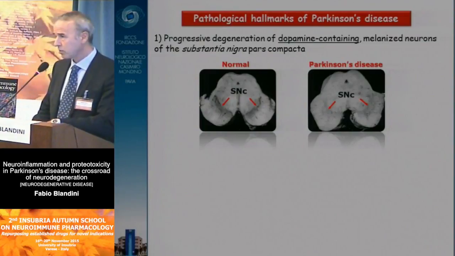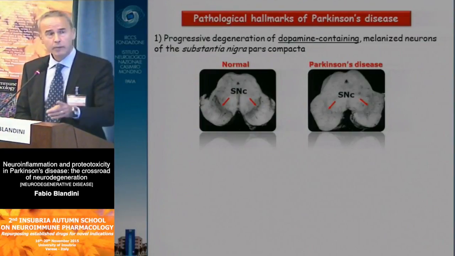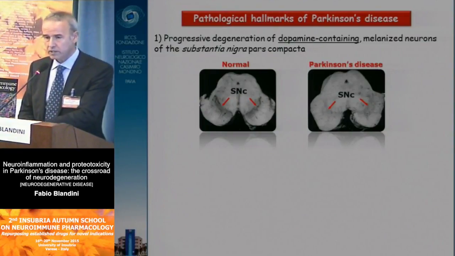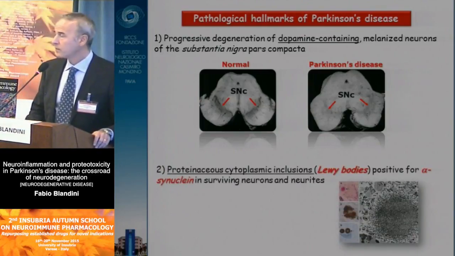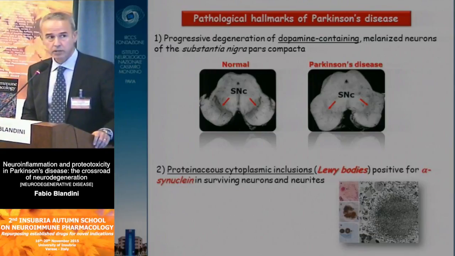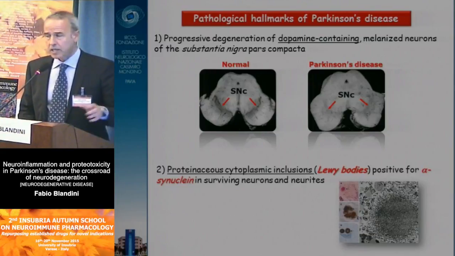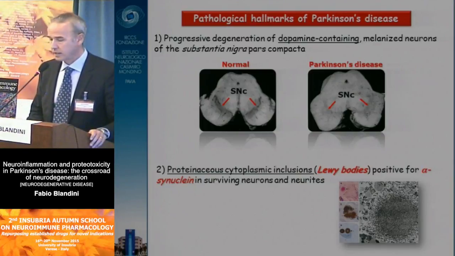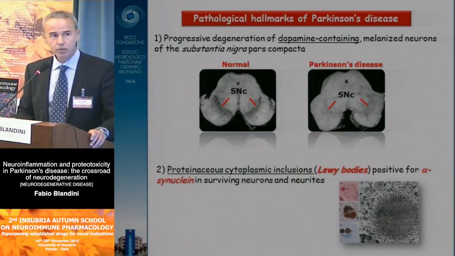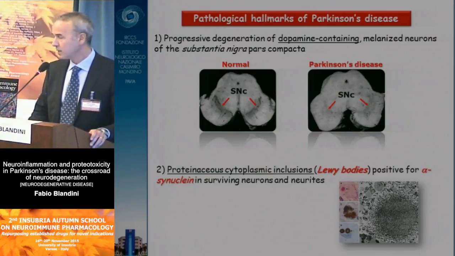Degeneration of dopamine-containing neurons is one pathological hallmark of the disease. The other one, very important, as you may know, is the presence of cytoplasmic inclusions containing a number of proteins, but one in particular, alpha-synuclein, which we already mentioned. And these inclusions are called Lewy bodies, as you know.